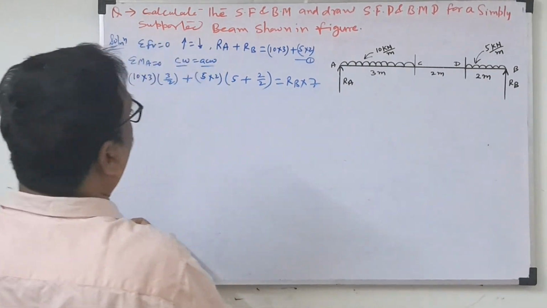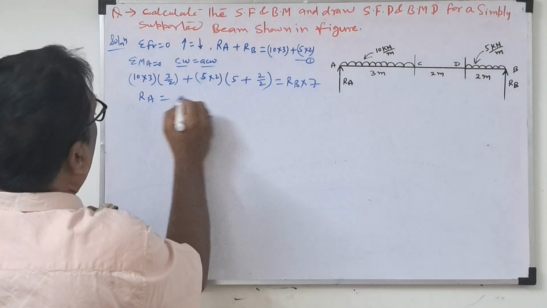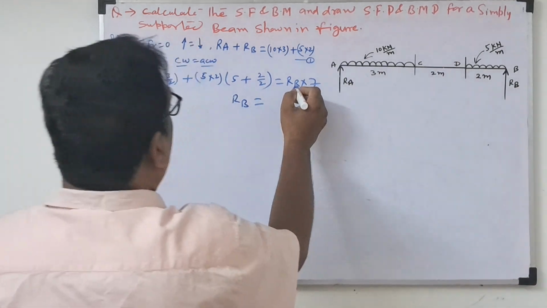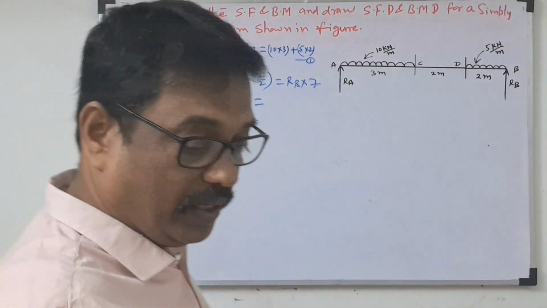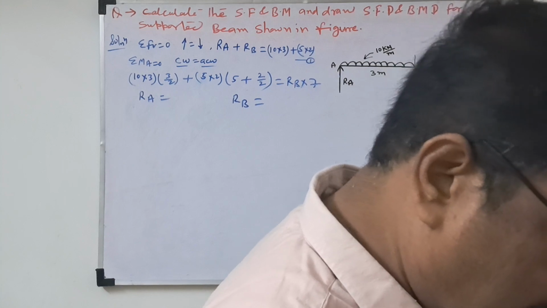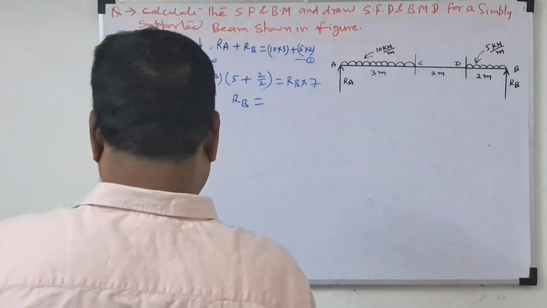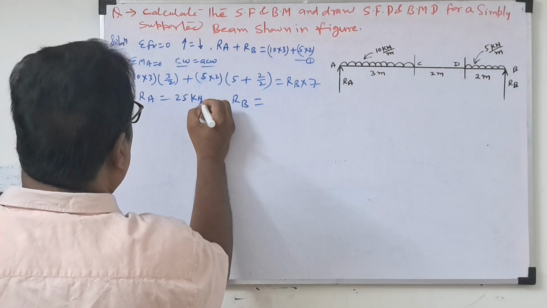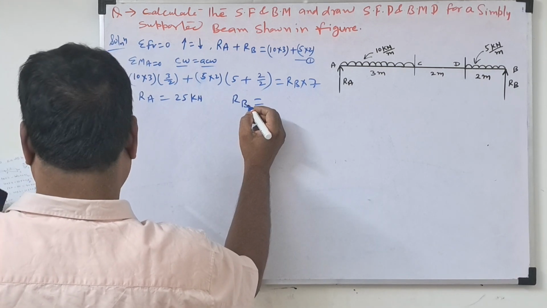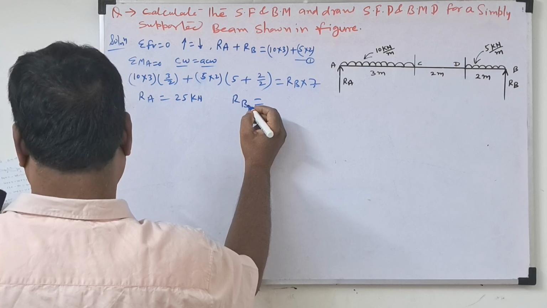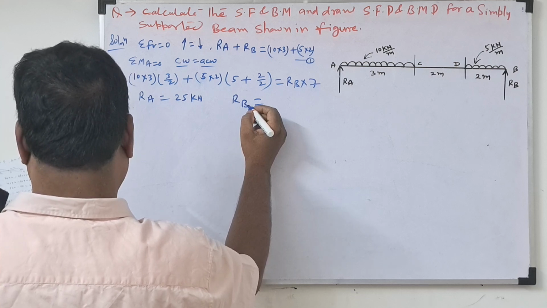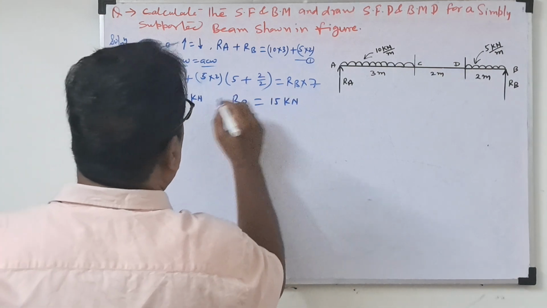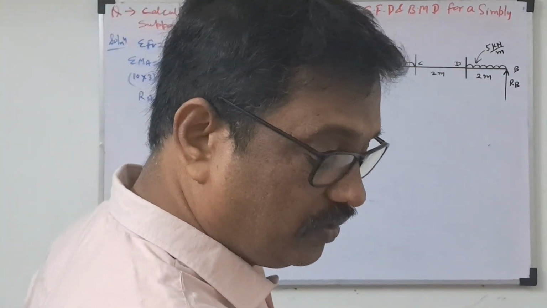The support reactions we don't know, so RA and RB we will calculate. Substitute there and you will get the RA and RB values. RA you are getting here, 25 kilonewton, and RB will be 15 kilonewton. So if you solve this, you will get RA and RB. These calculations you have to take care of.